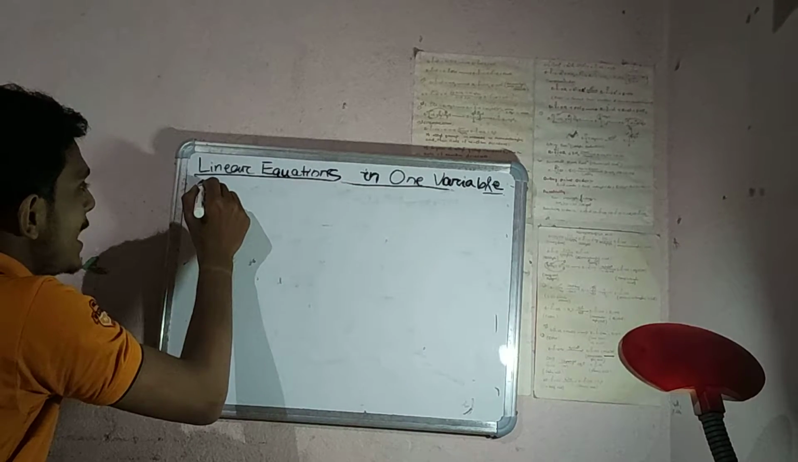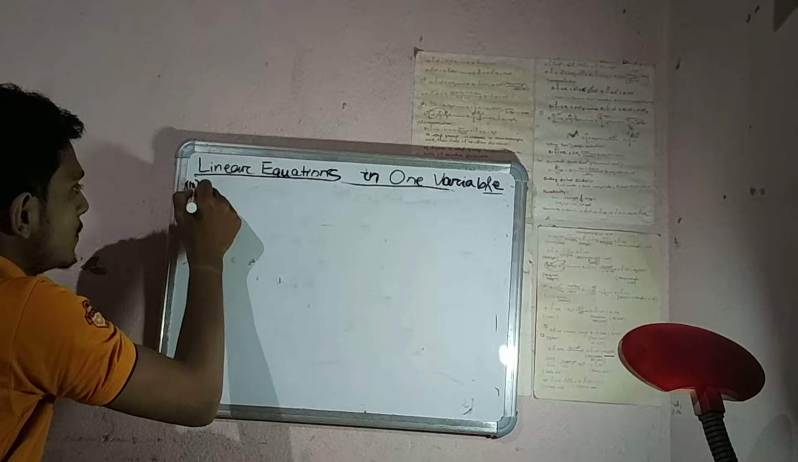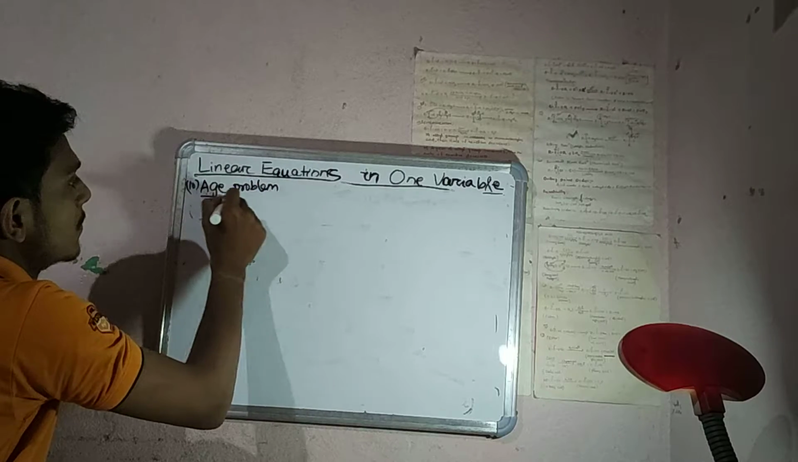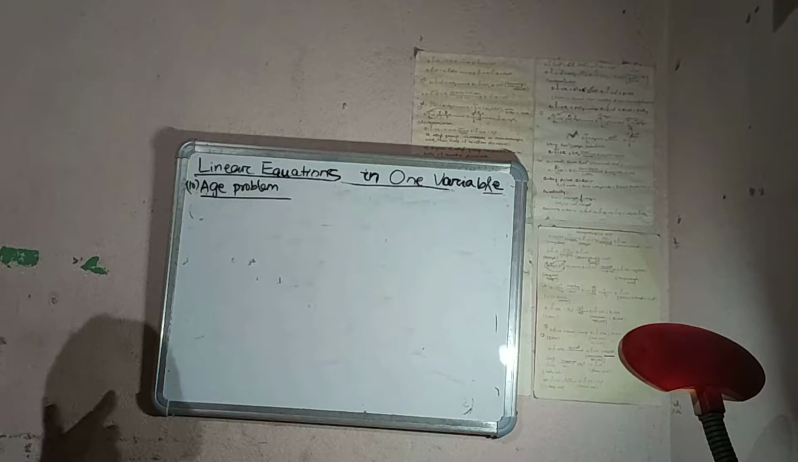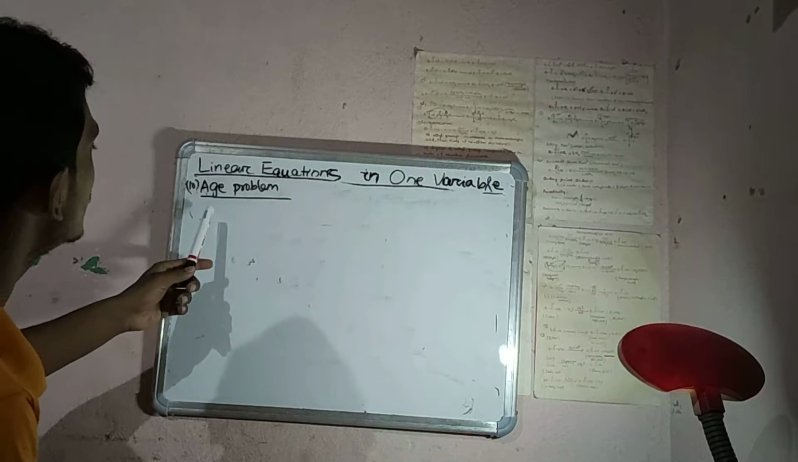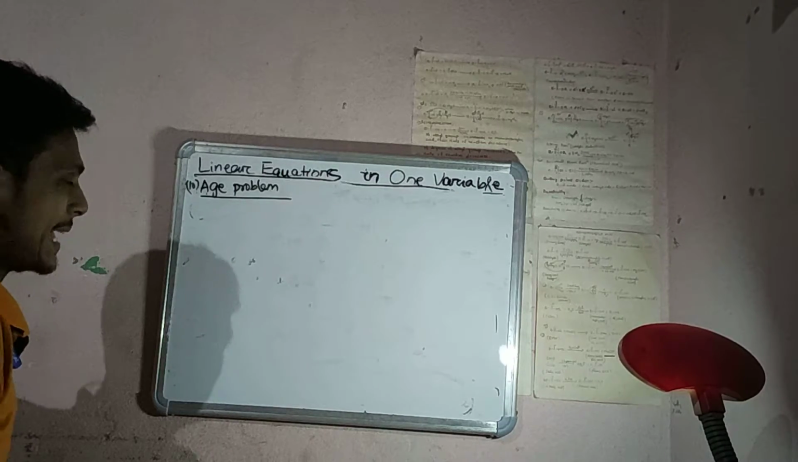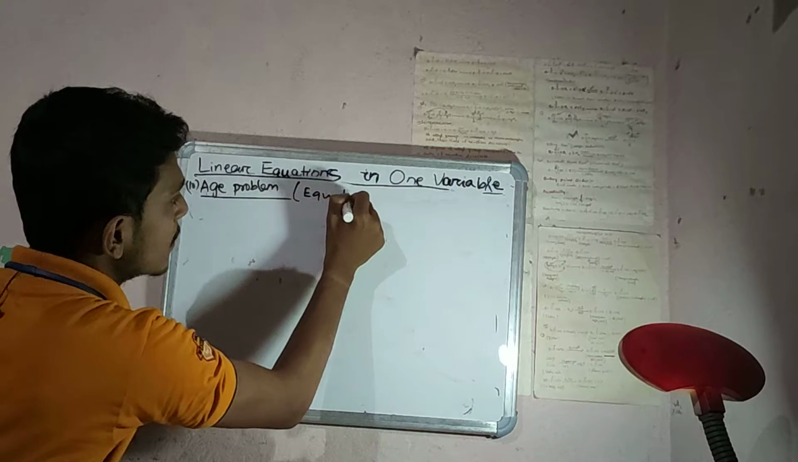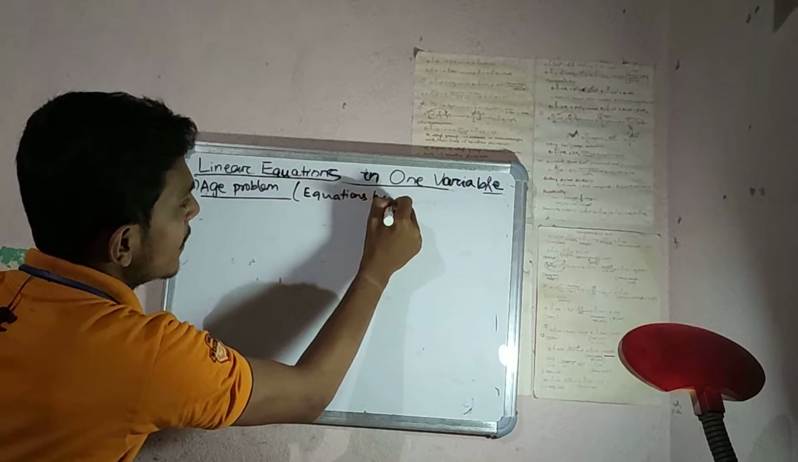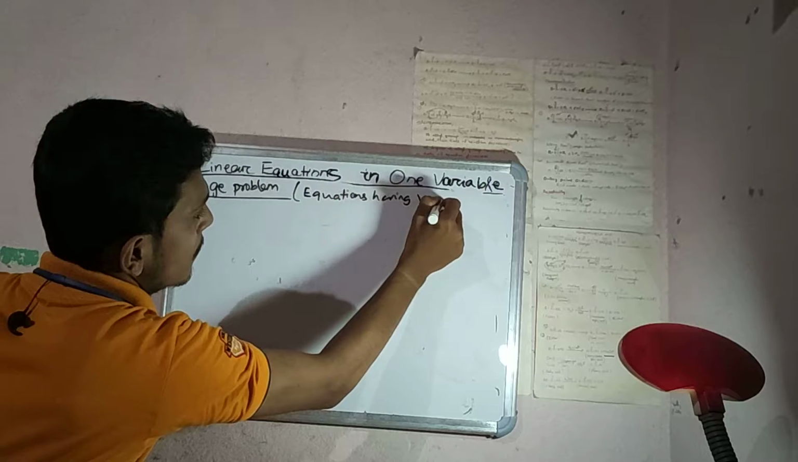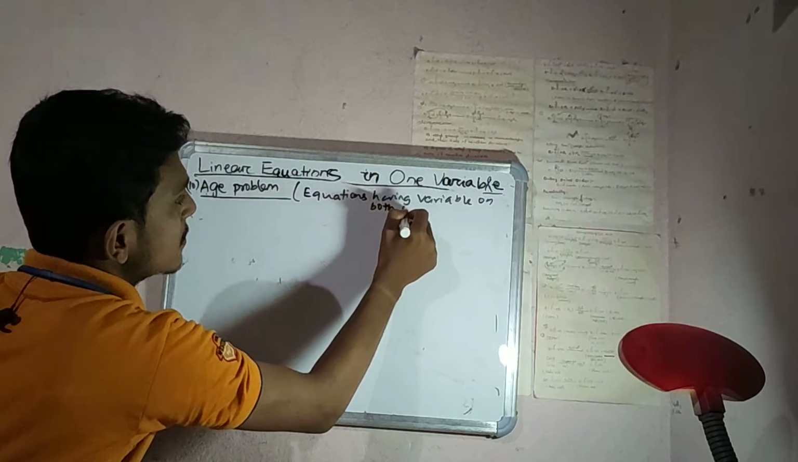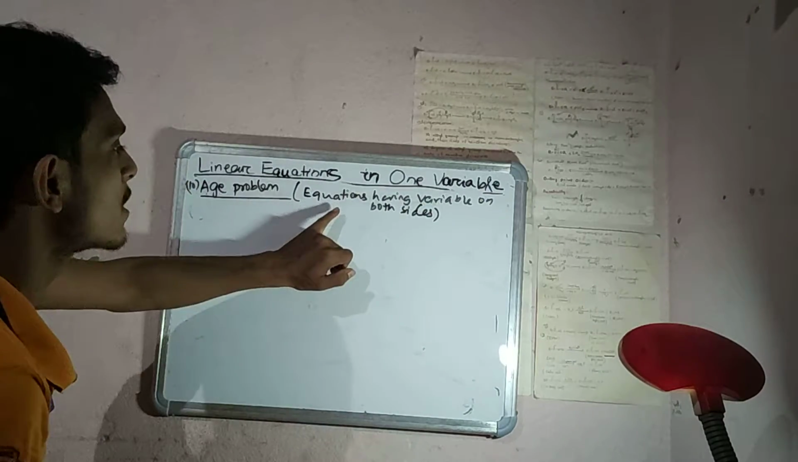The another application is the age problem. We have previously already discussed the age problem, but this is the type where the equation has variable on both sides. This type of equation arises.